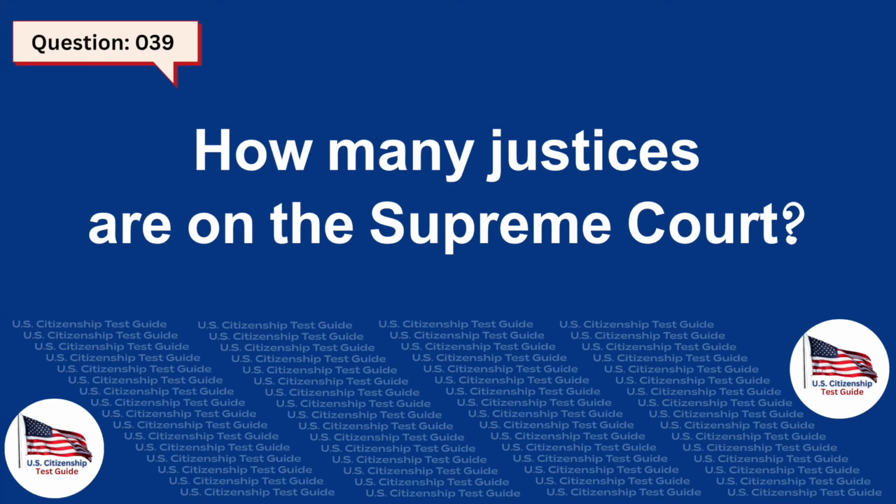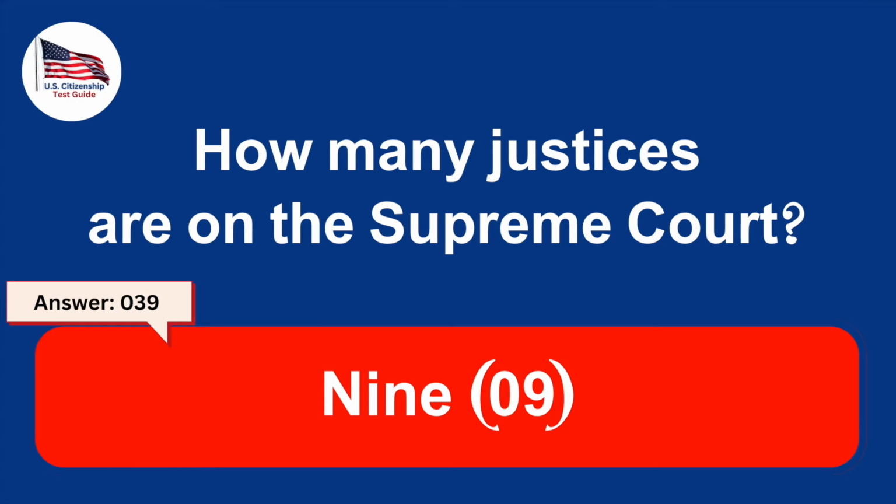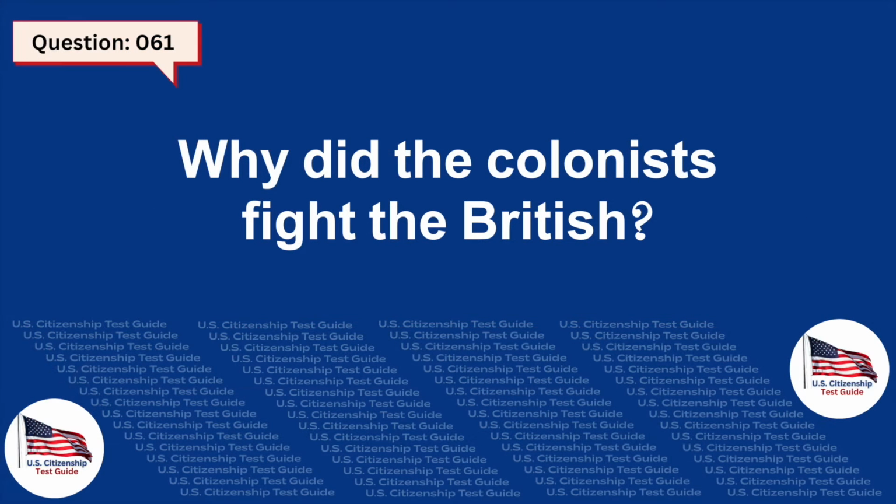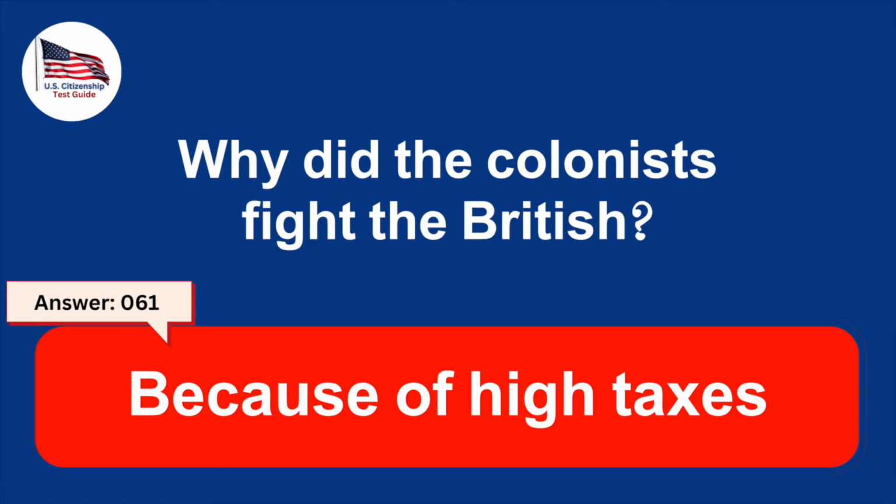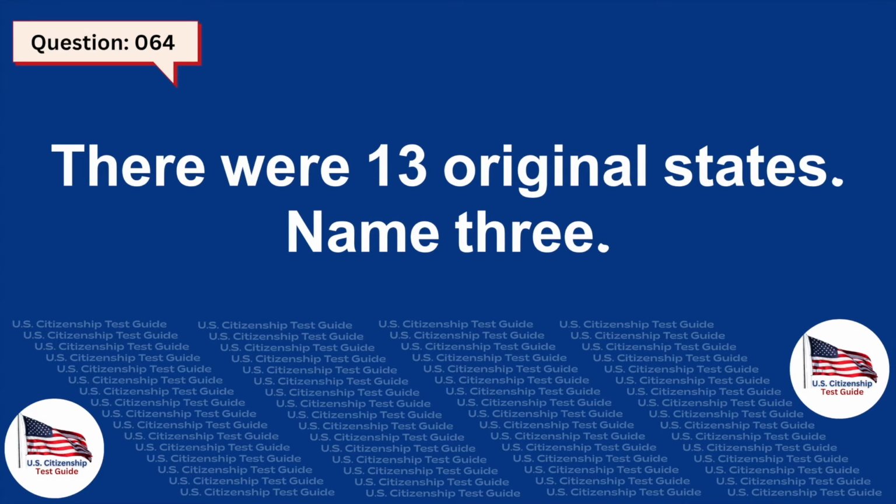How many justices are on the Supreme Court? 9. Why did the colonists fight the British? Because of high taxes. There were 13 original states. Name 3.